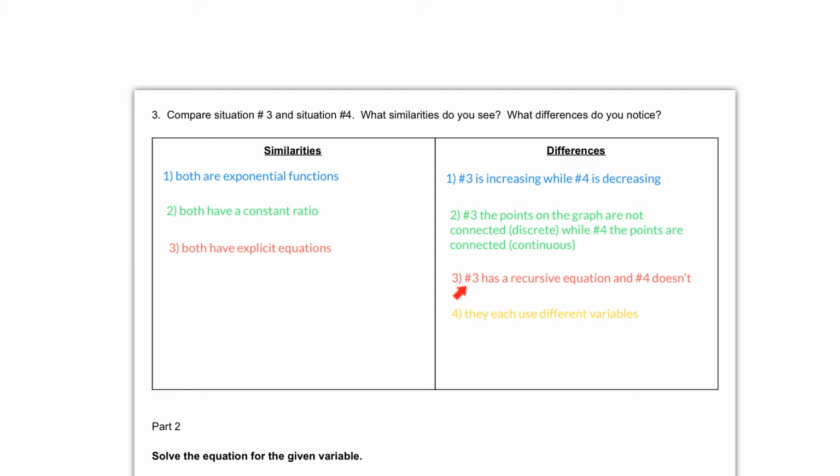The next one, we could say number 3 has a recursive equation and number 4 doesn't. Remember, number 3, the points are not connected, so we can think of that as a sequence. Sequences do have recursive equations. However, number 4 is a continuous function. It's connected, which means it is not a sequence anymore, so we cannot have a recursive equation for that. And then finally, they both use different variables, might be a difference that you noticed.